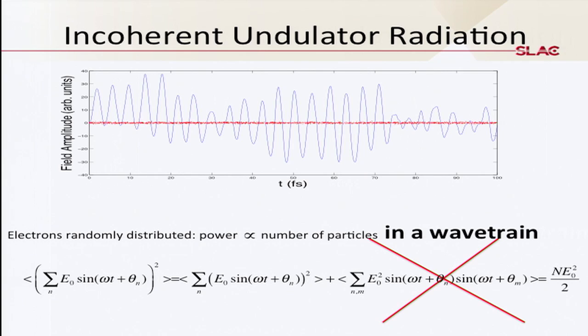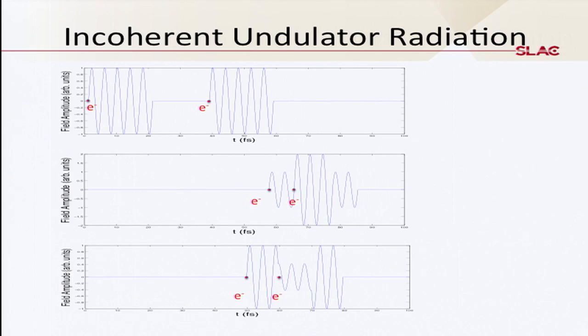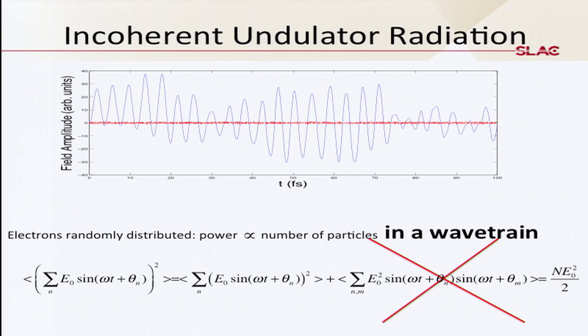And now, I can't emphasize this enough, N is not the number of particles in the bunch, it's the number of particles in a slippage length, right? Like I said before, if two particles are more than a slippage length away, they don't talk to each other, so the two waves can't add up. So N is only the number of particles in a wave train that contributes to emission.